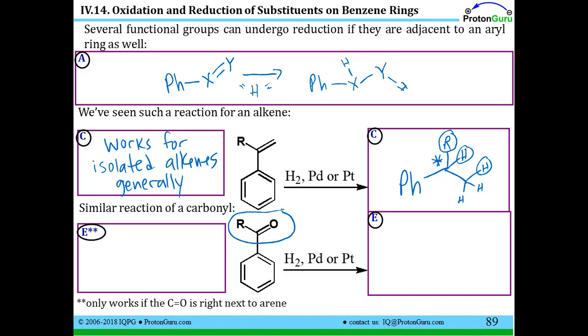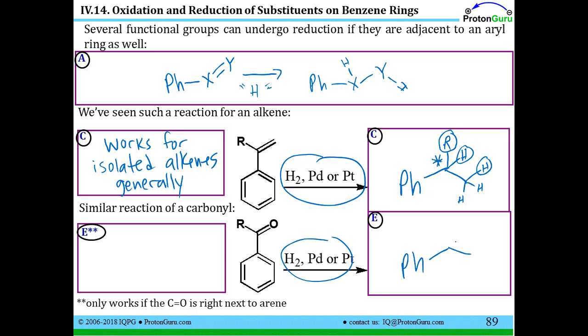If we consider a carbonyl like this, aldehyde or ketone, and we use H2 and palladium or platinum, the same conditions we used here, well, as you might be able to anticipate, we take that CO pi bond and we add 2 H's to that, and if we make a chiral center, this would be racemic. Now, the special thing about this is that this will not work on a ketone like this. No, this has to be a ketone or an aldehyde that's right adjacent to the benzene ring.